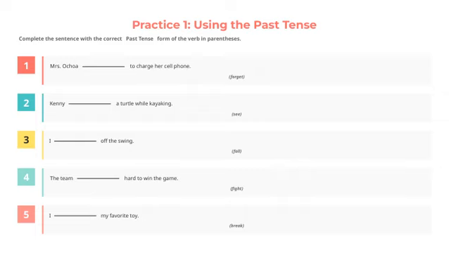The third sentence involves falling off a swing. The verb fall turns into fell in the past tense. So, I fell off the swing. It's a simple change but important for expressing past actions clearly.